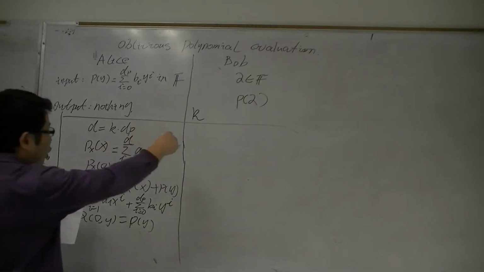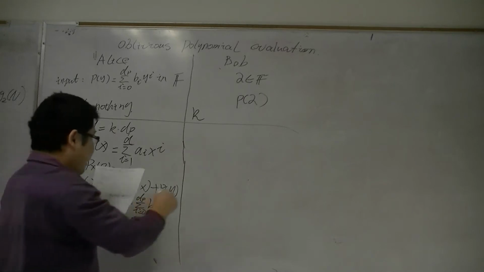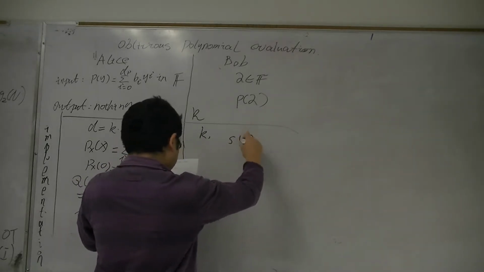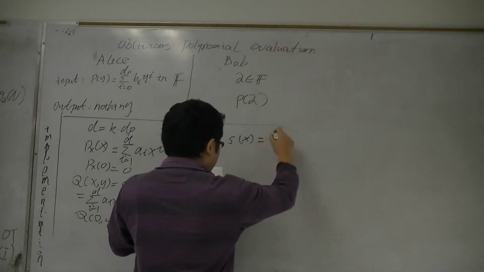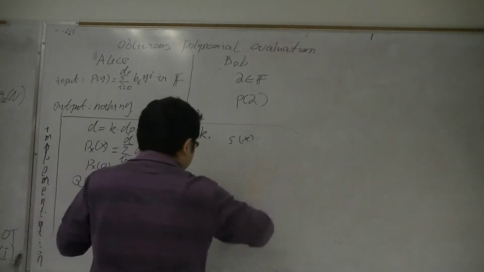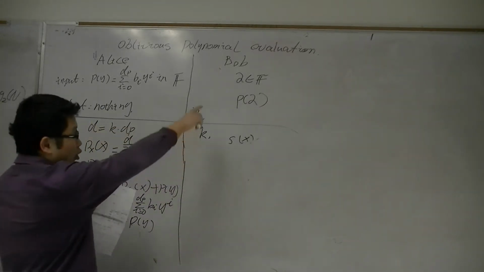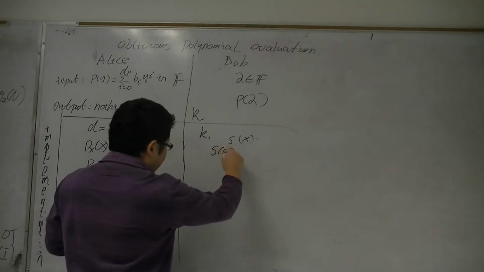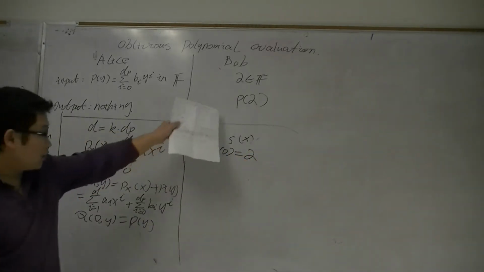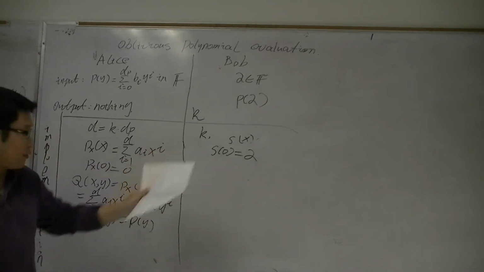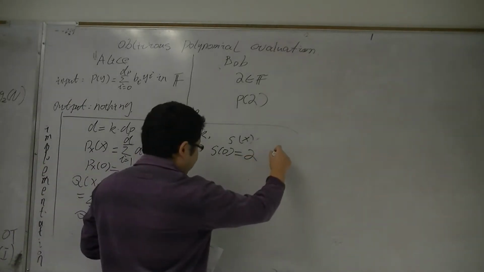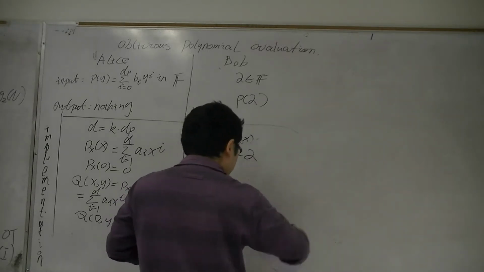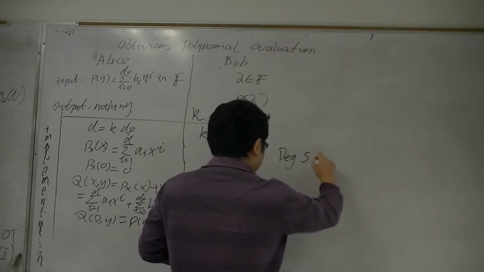Then Bob will also generate a random polynomial of degree k, called S(x). You notice that this is also a random polynomial generated by Bob, and it is not known to Alice. And S(x) has the property that S(0) is equal to alpha. So the constant term of S is equal to alpha, and the degree is k.